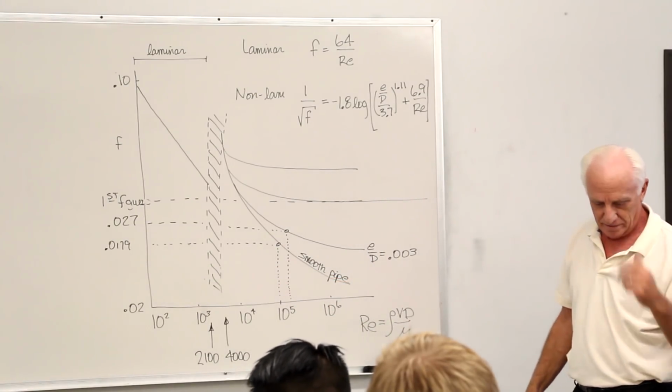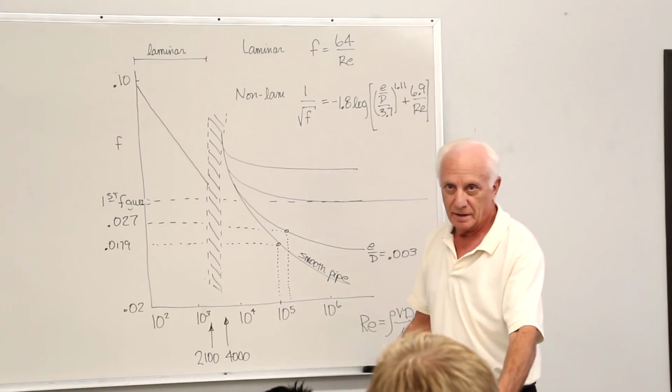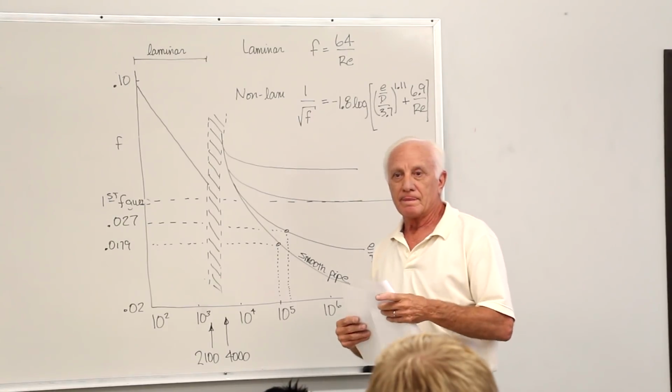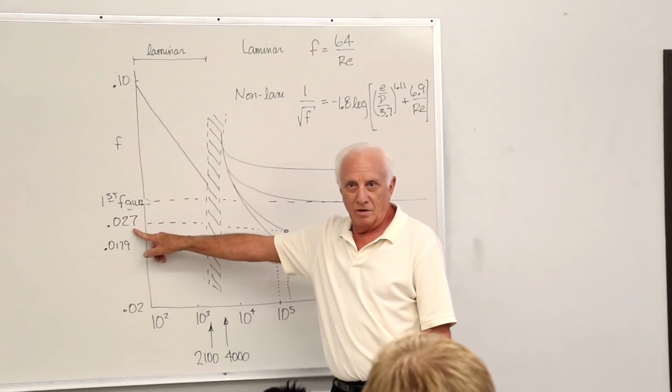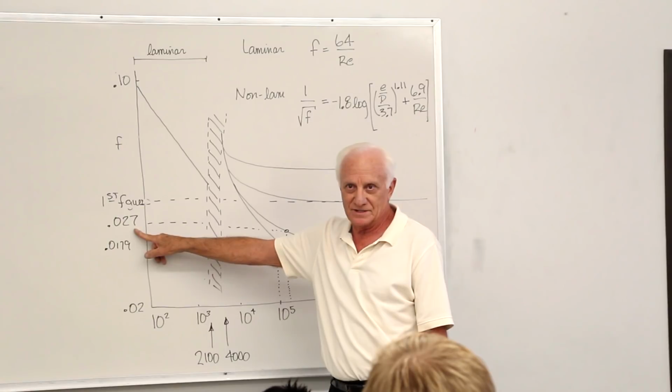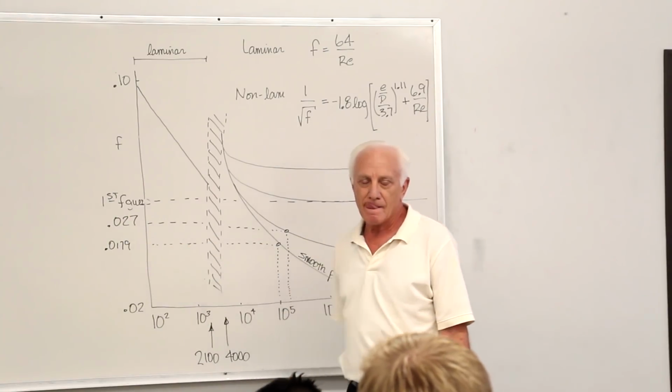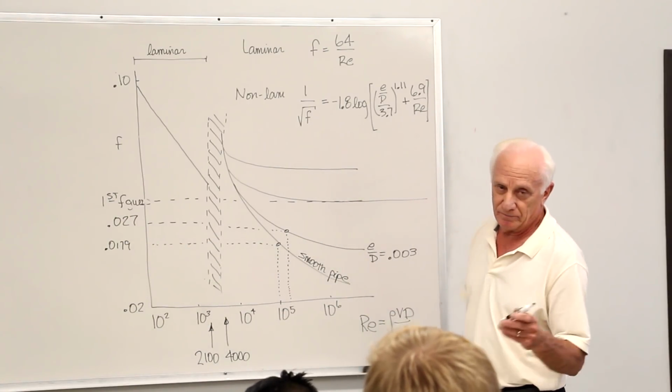If, say, in the first try you got lucky and your answer's really close to what it is, if you're within .001, stop. That's the readability of the Moody chart. Okay. Stop.